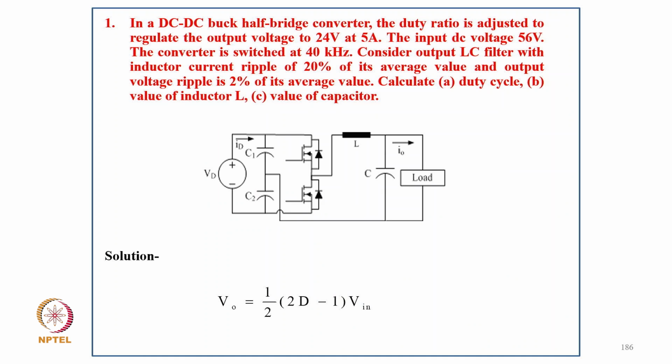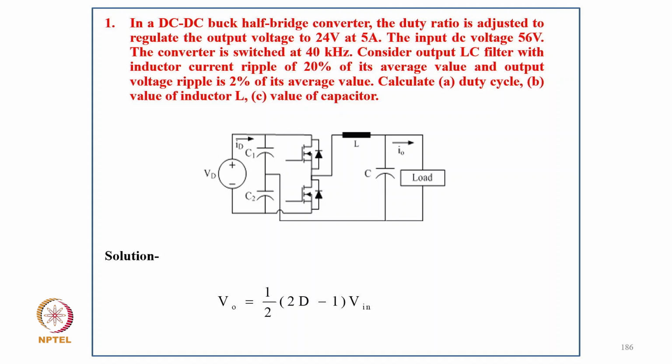Now coming to the solved problems. Problem number 1: in a DC-DC buck half-bridge converter, the duty ratio is adjusted to regulate the output voltage of 24 volt at 5 ampere. The input DC voltage is 56 volt. The converter is switched at 40 kilohertz.